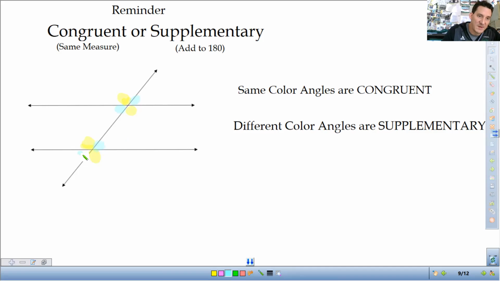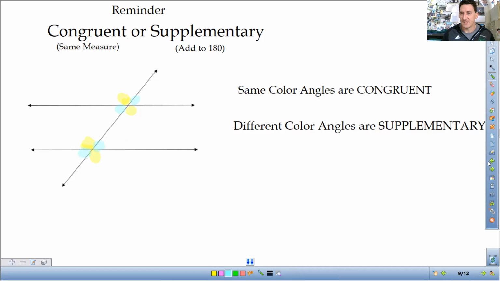So if you have colored pencils or highlighters or markers or something, you can real quickly just make this checkerboard pattern. Remember, same angles, if they're the same color, they are congruent. Same color, same measure. Same color, same measure. Different color angles are supplementary. So different color, add to 180.